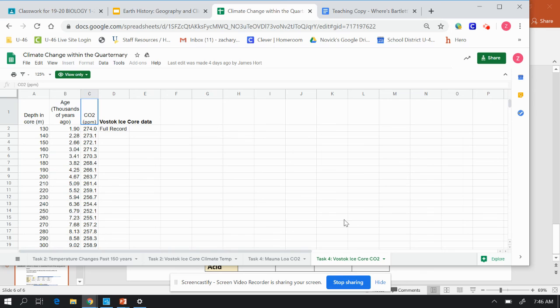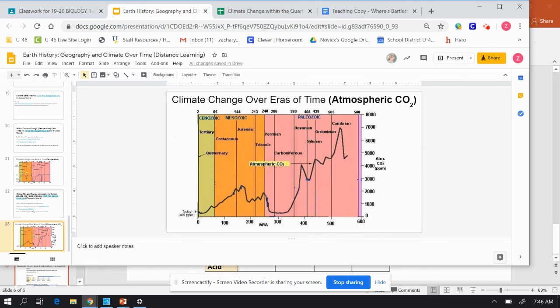All right, students, good luck in accessing all this data. Oh, I almost forgot. Of course, there's another graph. Make sure you're looking at this graph too. So those two tabs and this graph.